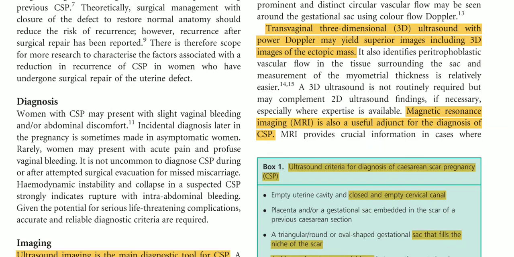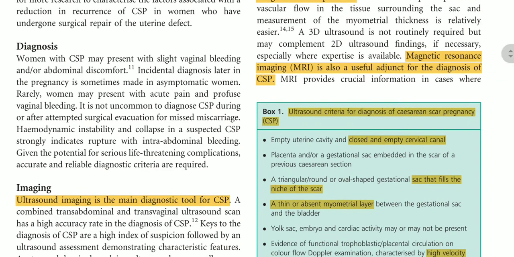Hemodynamic instability and collapse in a suspected cesarean scar pregnancy strongly indicates rupture with intra-abdominal bleeding. Given the potential for serious life-threatening complications, accurate and reliable diagnostic criteria are required. Now, coming to the imaging, ultrasound is the main diagnostic tool for cesarean scar pregnancy. A combined transabdominal and transvaginal ultrasound scan has a high accuracy rate in the diagnosis of cesarean scar pregnancy.